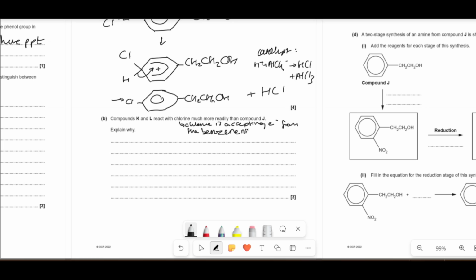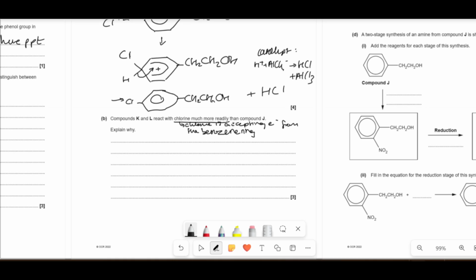So if it's doing that, whenever you see questions about reactions, like this is more reactive, less reactive, think about what's actually happening in the reaction. You can kind of figure out where it's going. So this chlorine's accepting electrons from the benzene ring. If it's reacting more readily, it means that this benzene ring must be giving the electrons more readily.